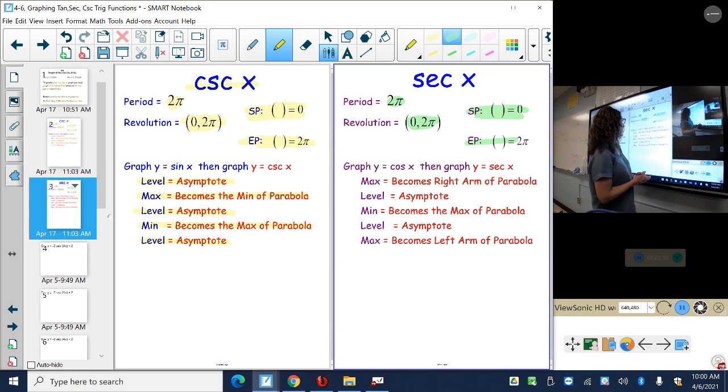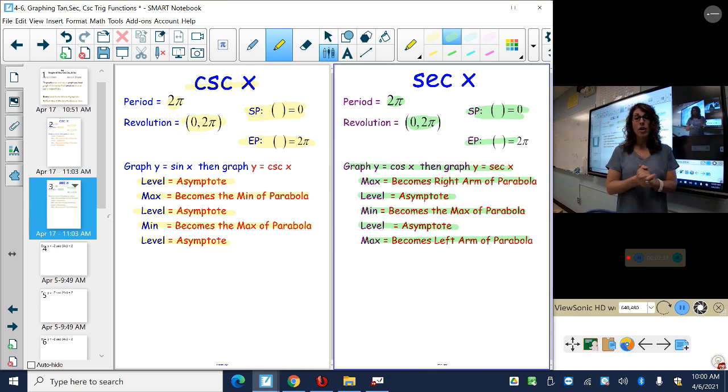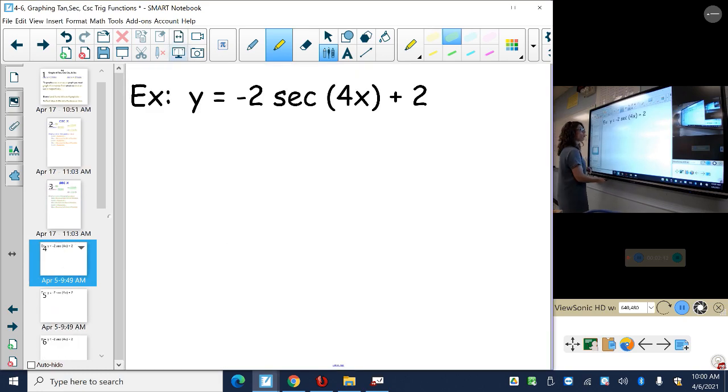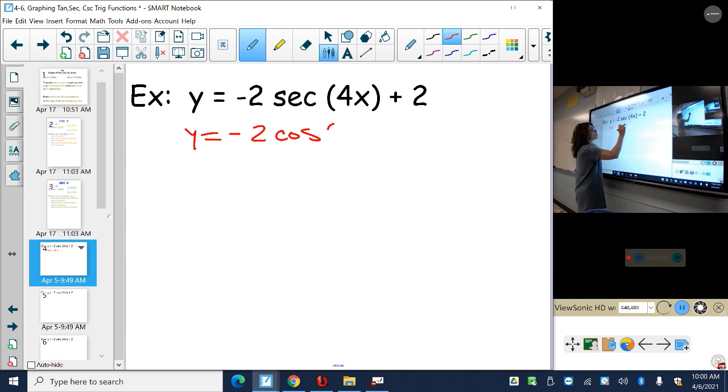What is different is that, for the secant graph, you have to graph cosine. All of your levels turn into asymptotes, your maxes become minimums of a parabola, and your minimums become maximums. So let's jump into those so that you understand what I am talking about. In order to graph this function, my brain needs to understand that I need to graph y equals -2 times the cosine of 4x plus 2. You cannot graph the secant until you graph the cosine.